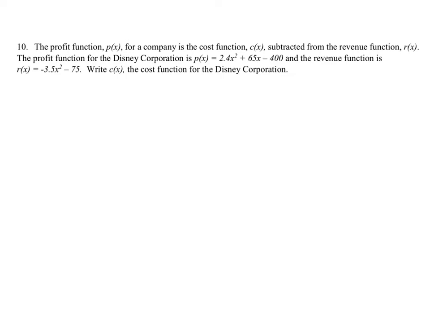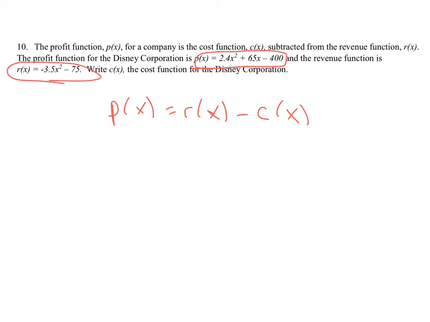This question says the profit function P of x for a company is the cost function C of x subtracted from the revenue function. So first off, I know P of x is equal to the cost subtracted from the revenue. So it would be R of x minus C of x. Now they say the profit function for Disney Corporation is this right here, and the revenue function is this one right here. They want the cost function for the Disney Corporation.